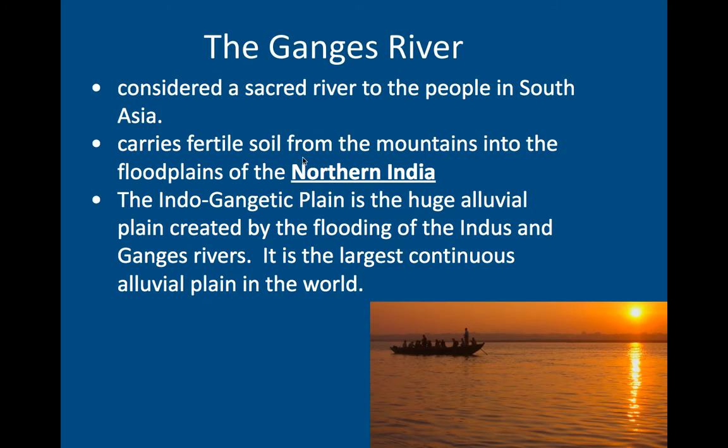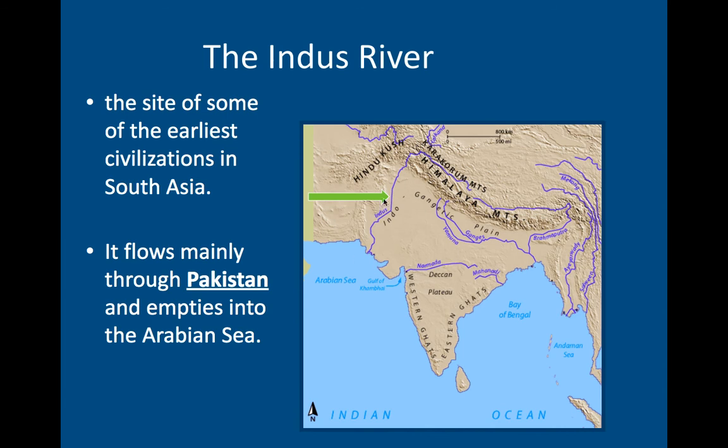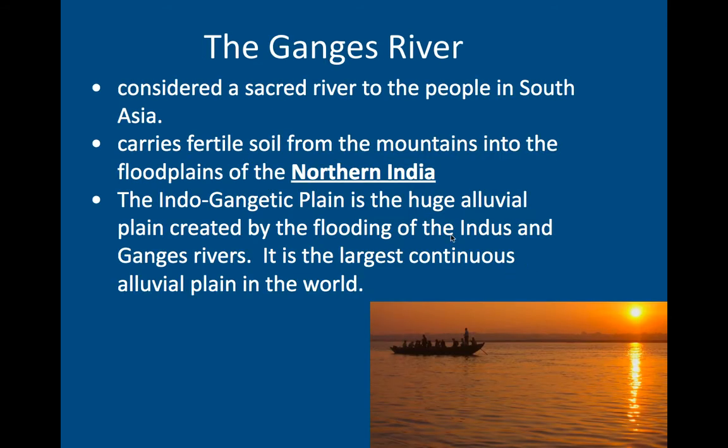Then you have the Ganges. The Ganges you're going to put in India. Now, most of these rivers, and I kind of skipped over this, their sources come from the ice melting in the Himalayas. So that's why they all started here, in the Himalayas. They get their start from that ice melting in the Himalayas.